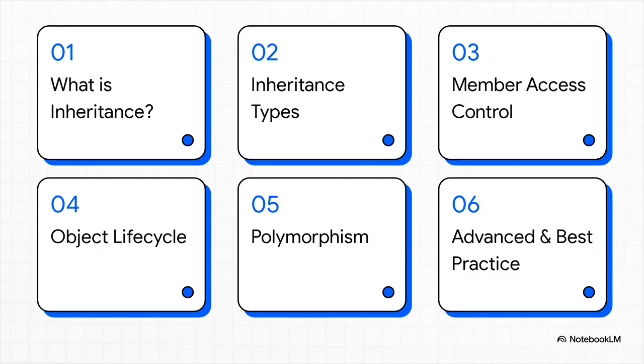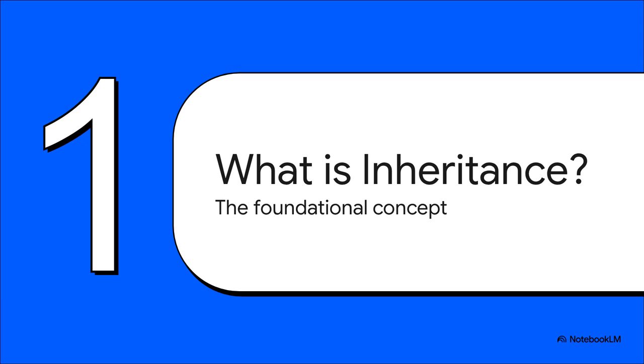So here's how we're going to tackle this. We'll start with the absolute basics, the what and the why. Then we'll explore the different ways you can actually structure inheritance. From there, we'll dive into the rules of the road, how to control access, before we unlock its real superpower, polymorphism. And we'll wrap up with some pro-level stuff. All right, let's dive right in.